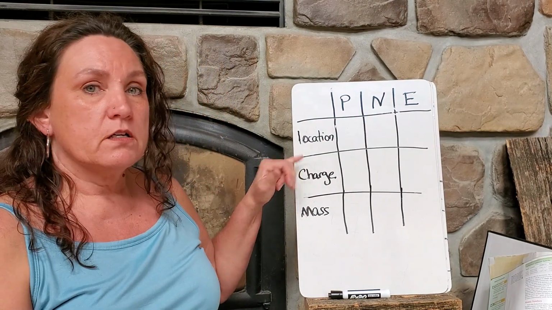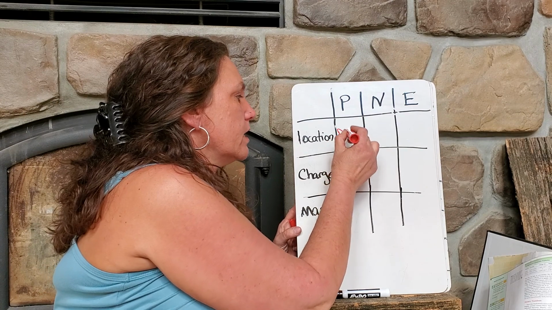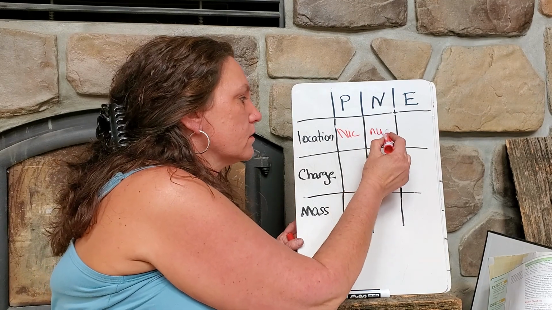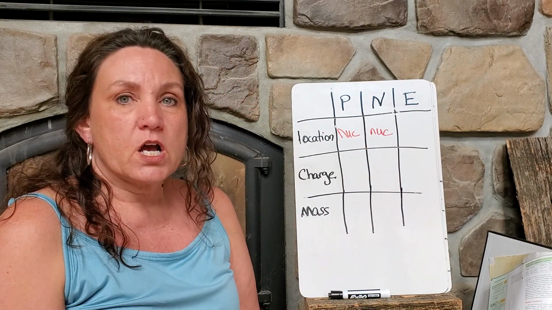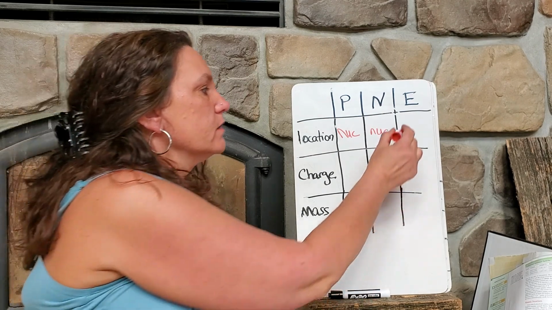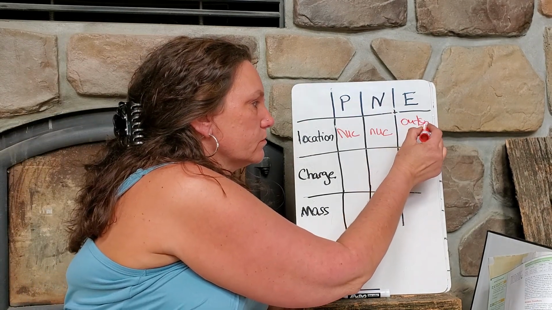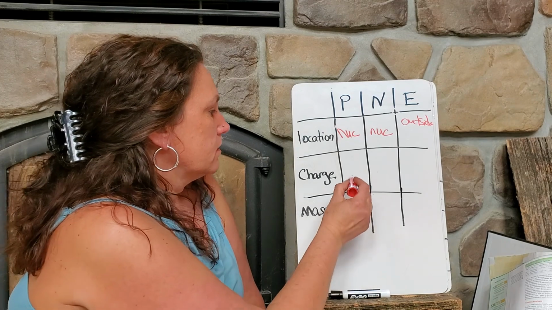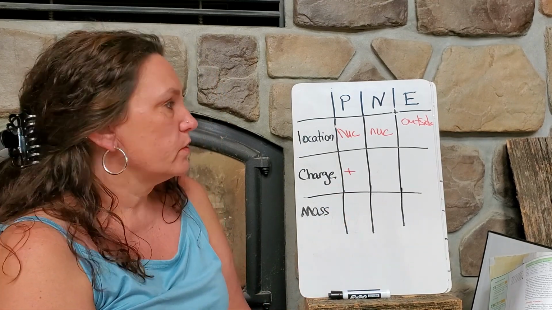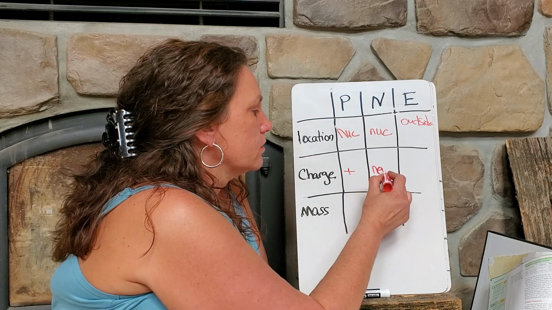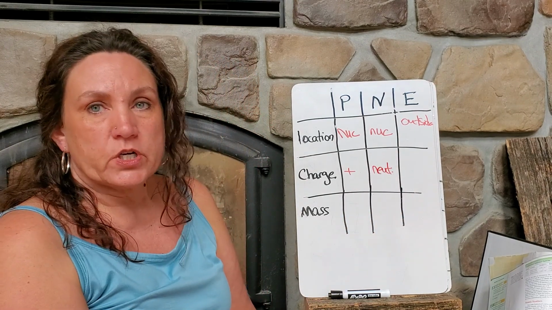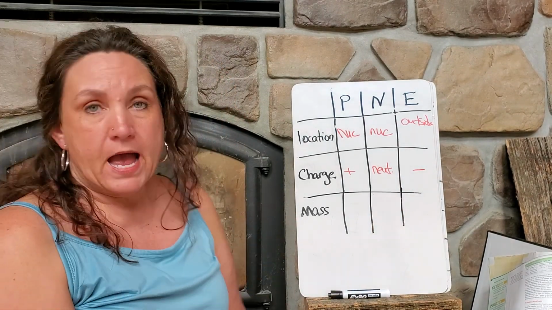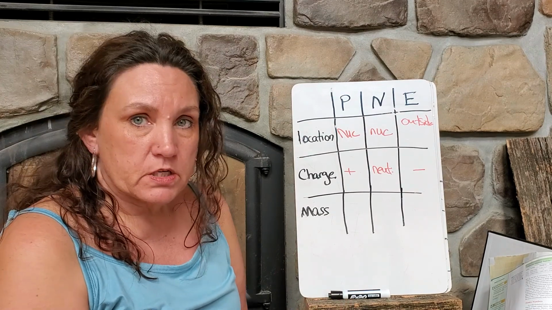We have our proton that's located in the nucleus. Neutron, same position. And the electron, we'll remember, was outside. Charge of a proton, positive. Neutron, neutral. And an electron, negative.